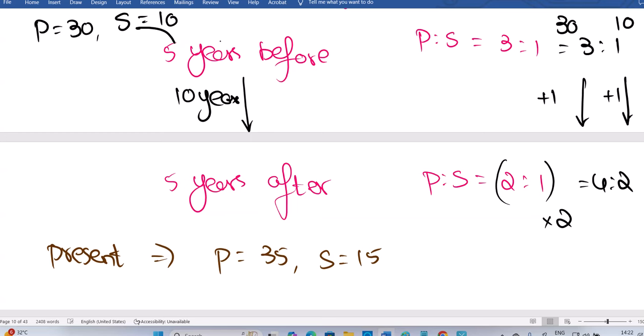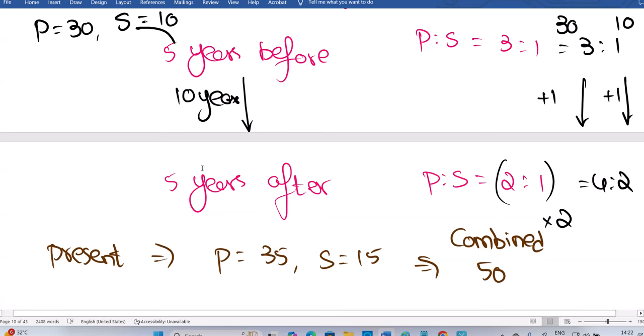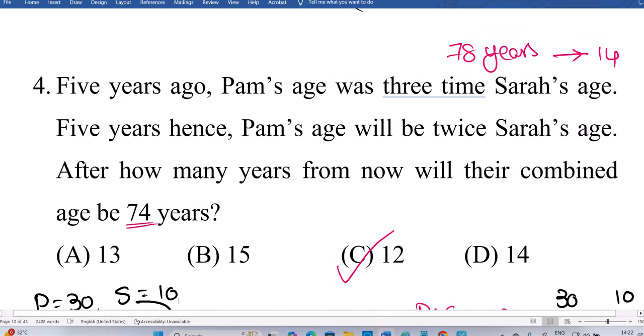Now, what is the combined age, sir? Combined 50. But what combined age do they want? 74. 50 should become 74, so how much should increase? 24. How many people are there? Divided by 2, 12 is the answer. Combined 78 means how much should increase? 28. How many people? 28 divided by 2. That is why if it is 78, the answer will be 14. If it is 74, the answer will be 12.